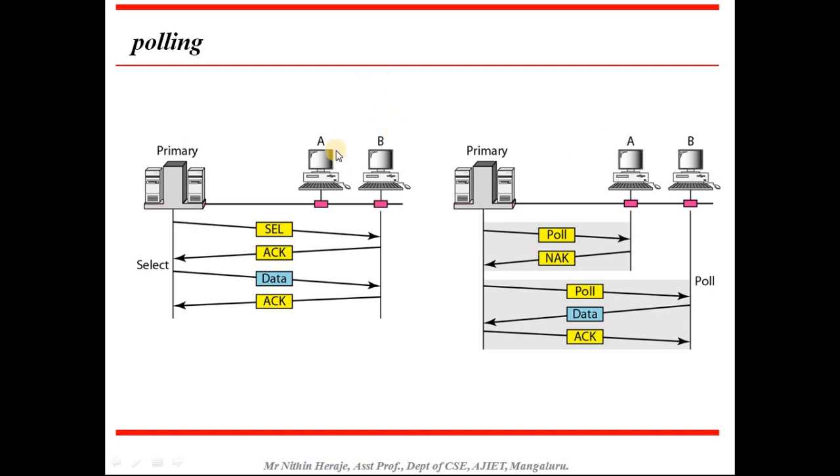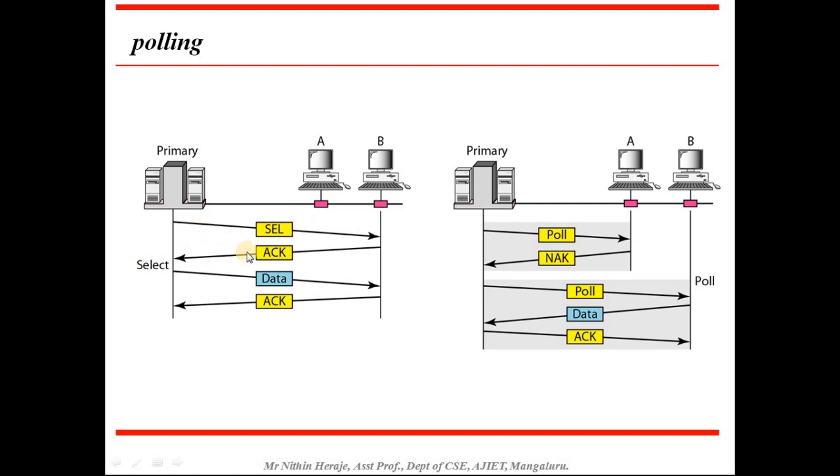Here there are two things, one is selecting and one is polling. This diagram is meant for selecting, and this diagram is meant for polling. So first we'll see what selecting is, and then we'll see what polling is.